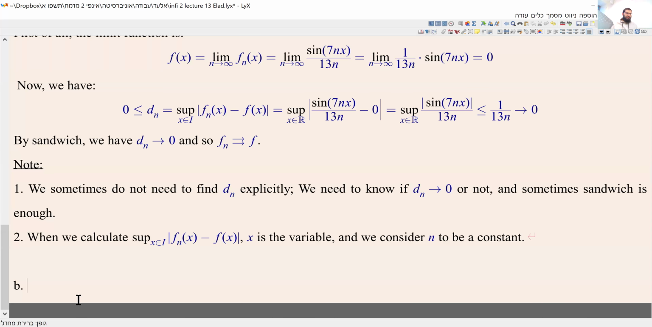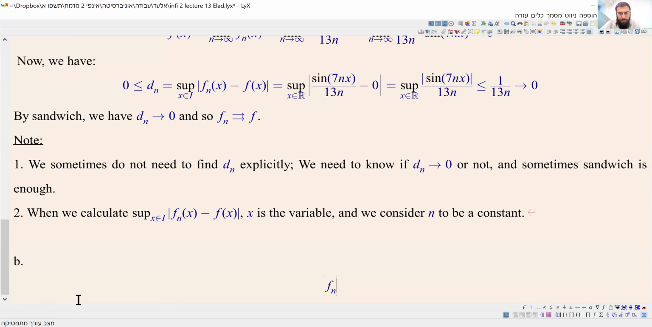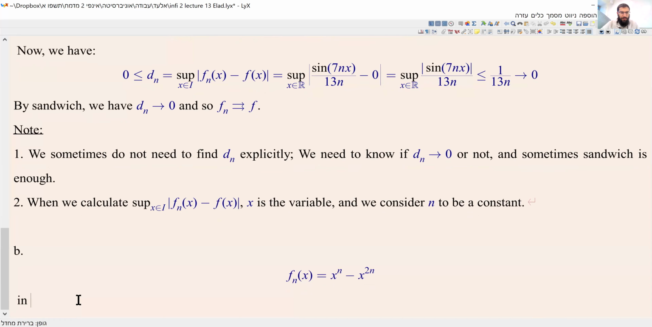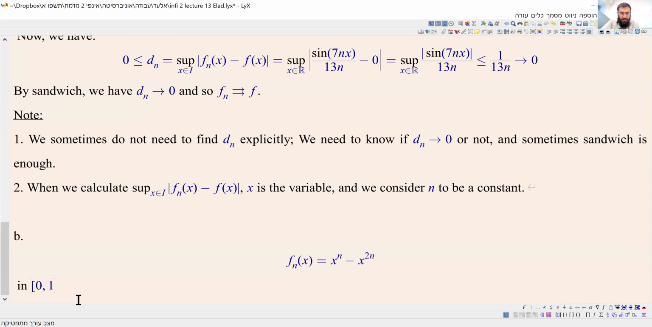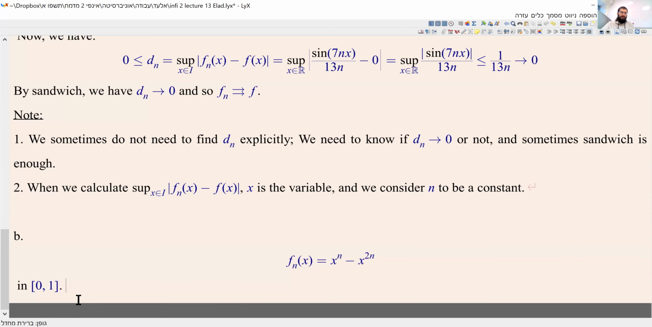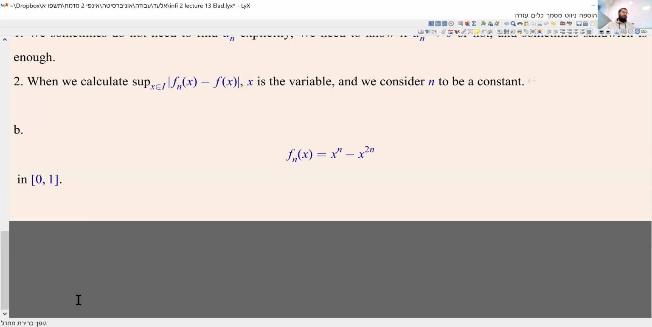Any other questions? So for my second example, we look at an example similar to the basic one of x to the power of n, but a bit different. x to the power of n minus x to the power of 2n. And we look at it in the segment between 0 and 1. A spoiler, it's not going to be a uniformly convergent sequence. I want an example of something that is not.